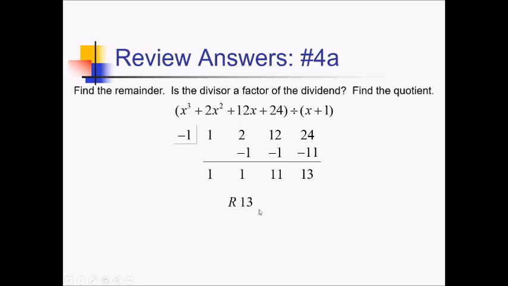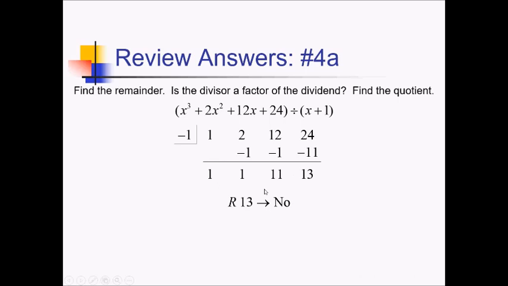And if the remainder is 0, then the divisor is a factor of the dividend. If the remainder is not 0, like in this case, then the divisor is not a factor of the dividend. And to write the quotient, we use all the other numbers that are not the remainder, so 1, 1, and 11, and those are the coefficients of the quotient.